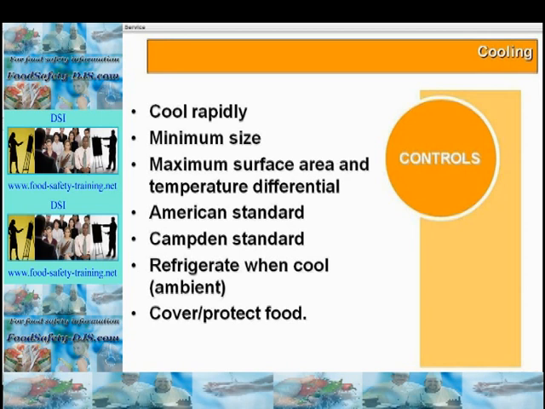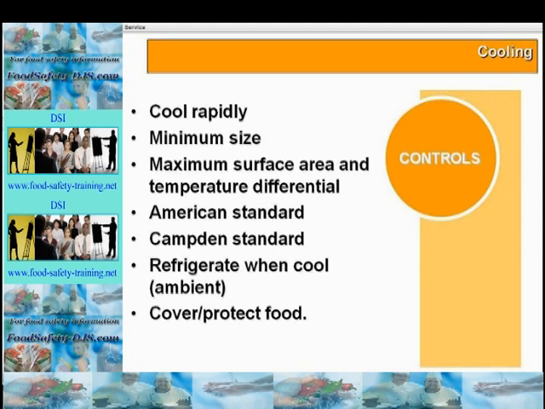And for large joints we can use the American standard, and this is done in two parts. The first part, to cool it to less than 21 degrees Celsius within 2 hours, then to less than 7 degrees Celsius within a further 4 hours. Another standard is the Camden standard, and this is in 3 stages. First of all, to less than 50 degrees Celsius within 1 hour, then to less than 12 degrees Celsius within a further 6 hours, and then finally to less than 5 degrees Celsius within 1 hour.